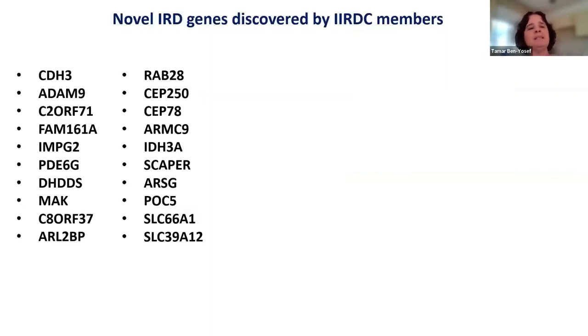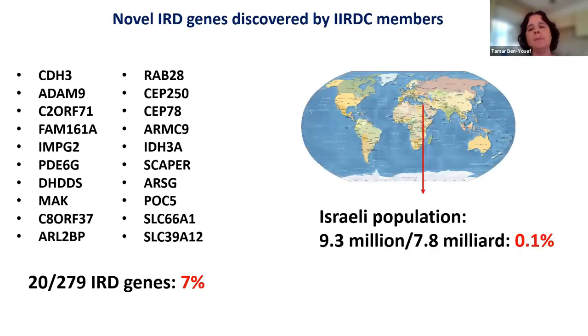I want to summarize by saying that over the years, members of the Israeli Inherited Retinal Disease Consortium were involved in identification of over 20 novel genes underlying IRD, which is 7% of the IRD genes known today. And this is impressive because the Israeli population is only about 0.1% of the world population. So we are only 0.1% of the world population, but we contributed 7% of the known IRD genes.